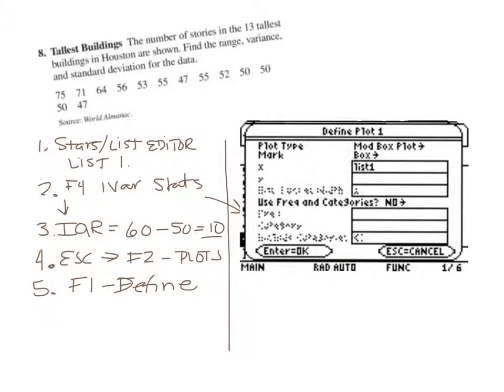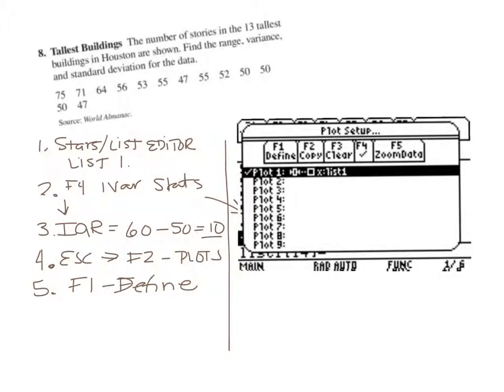So now it should look like this. Notice you have a modified box plot up here and list 1 right here. Right? And now we're going to hit OK, and then we come back to the main screen. So at this point, we have everything set up like this. It has a little box plot there with the modifiers, and it shows list 1.